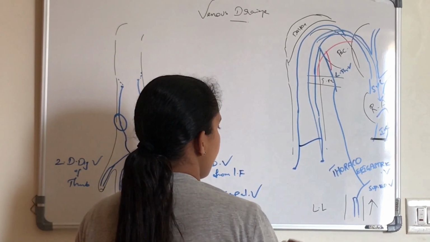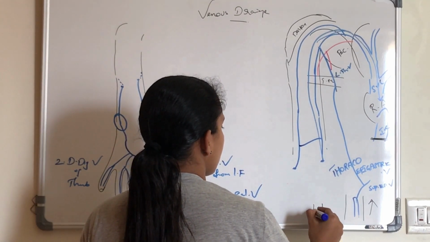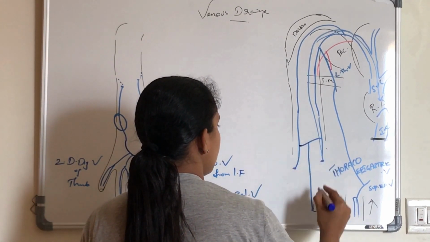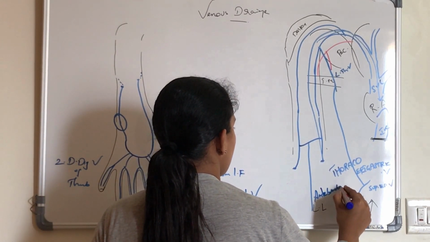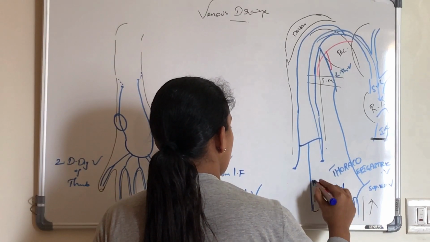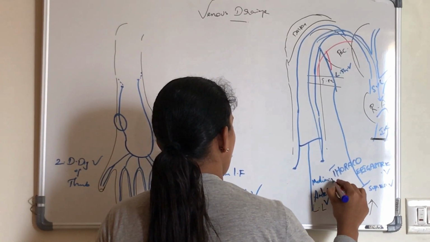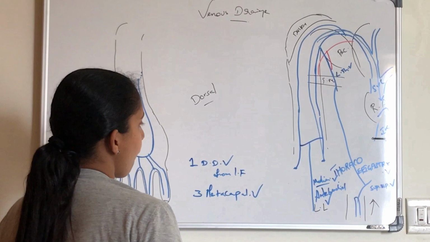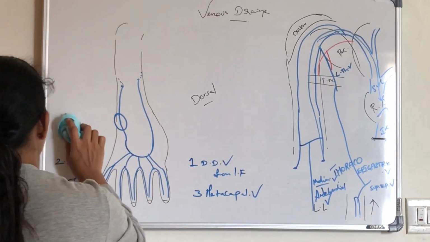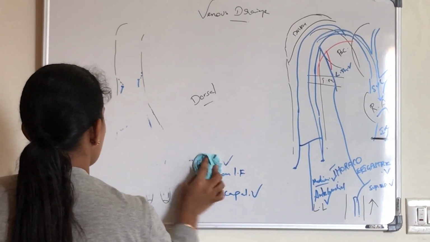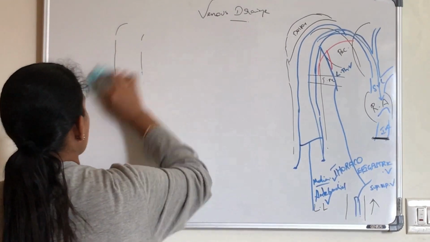Notice the vein connecting cephalic and basilic vein. Yes, that is median cubital vein. And you have one more vein which drains the palm called antebrachial vein or median vein. This median vein joins the median cubital vein. So this is the superficial venous system of upper limb.